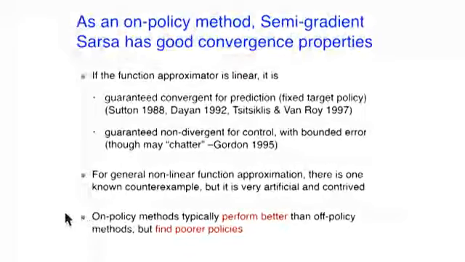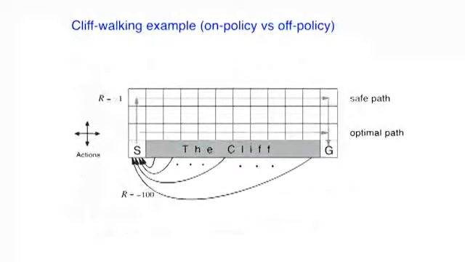Okay, now I want to say this strange thing. I want to say on-policy methods typically perform better than off-policy methods, but they find worse policies. Okay, they perform better, but they find poorer policies. It's kind of contradictory, so I need to show an example to have this make sense to you. So this is my example. It's called cliff walking. We're just going to compare on-policy versus off-policy.